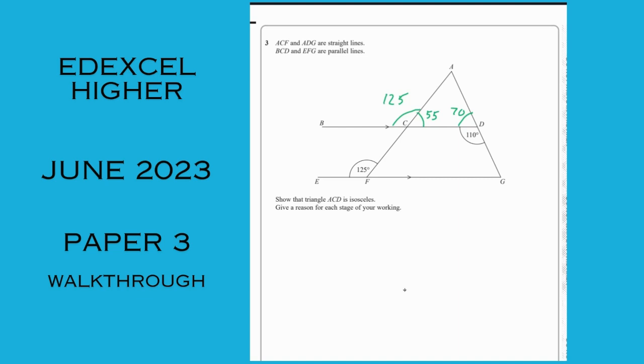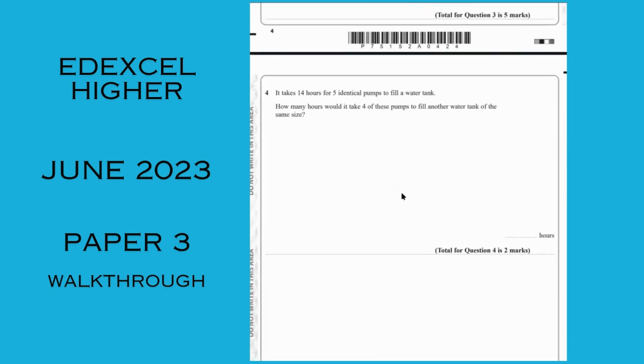And if that's 125, this interior is 55, because again, straight line's 180. And we're down to the 3 angles in this triangle, making 180. 180 take away 70 is 110. Take away 55 is 55. Show that it's isosceles. Well, if you've got 2 angles the same, you've got a line of symmetry, 2 sides the same. However you want to go about that, it's entirely up to you.